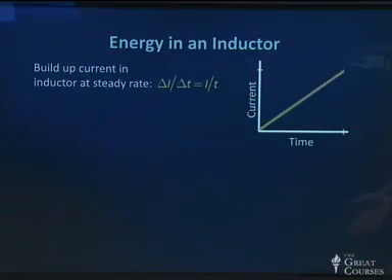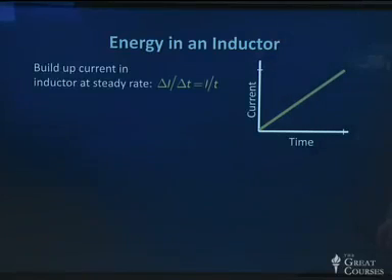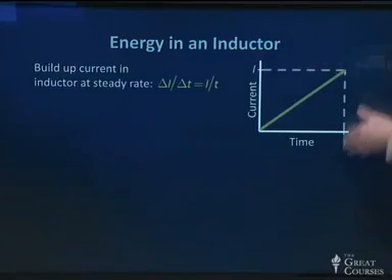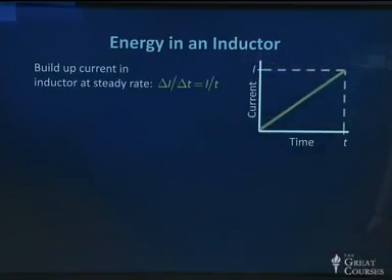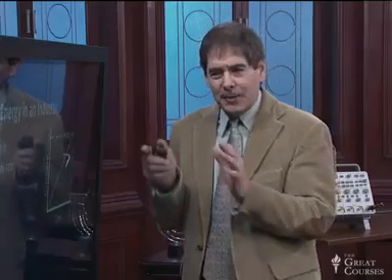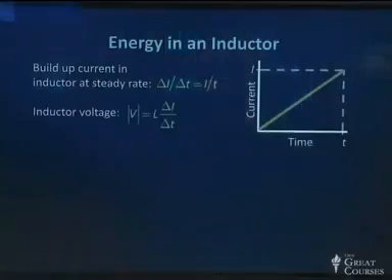So here's the current building up, and we reach some final current I at some final time T. There they are, I and T. And so the rate of change, because it's steady, is simply I over T. I'm doing that because it's going to help us to solve this problem without having to resort to calculus. We wouldn't have to make that assumption if we used calculus.